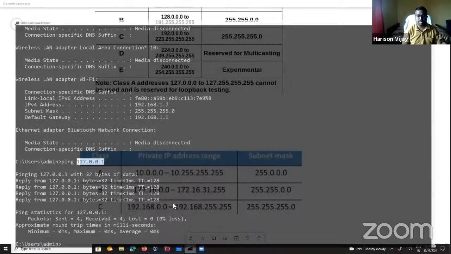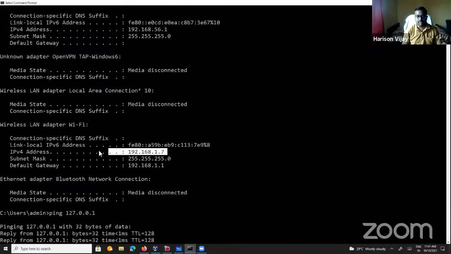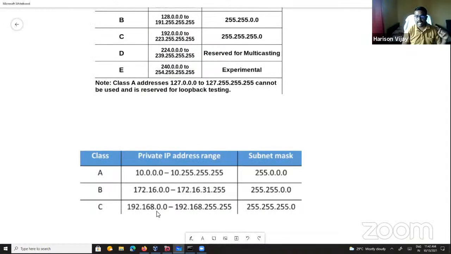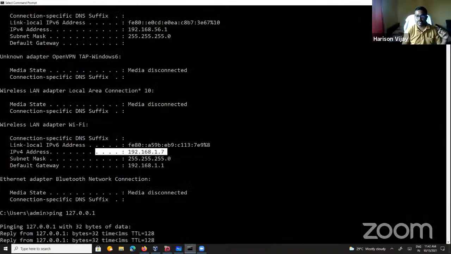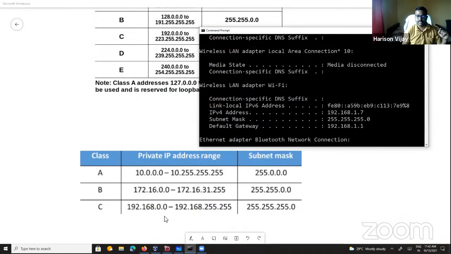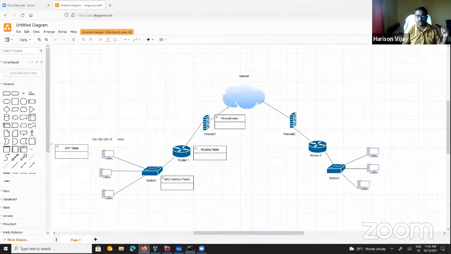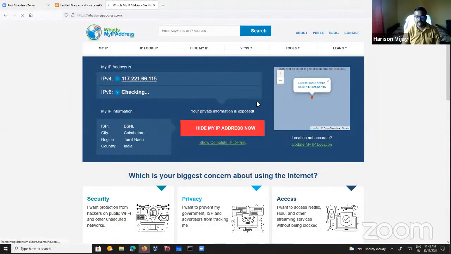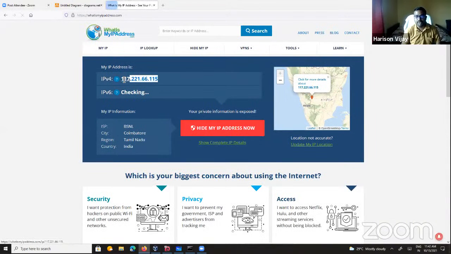Okay, so when I showed you my IP address, it shows 192.168.1.7 on my computer, which belongs to a class C private IP address. 192.168.0.0, so it's within this range. However, if I were to go to the internet and look at my IP address, there is a website called whatismyipaddress.com. Okay, it shows another IP address. So this is a public IP address.